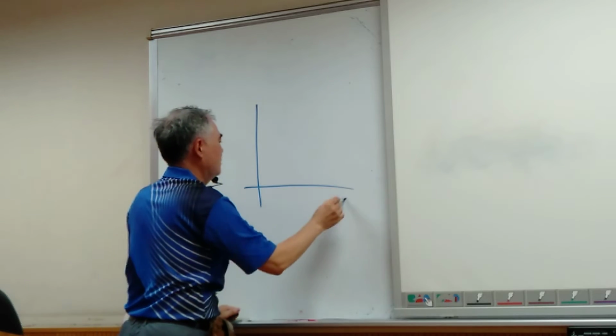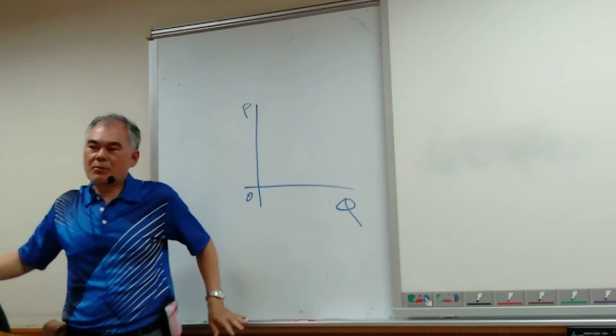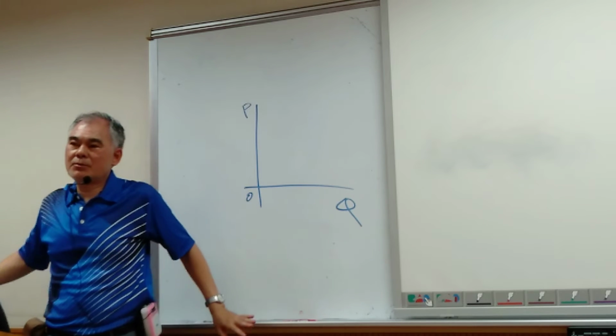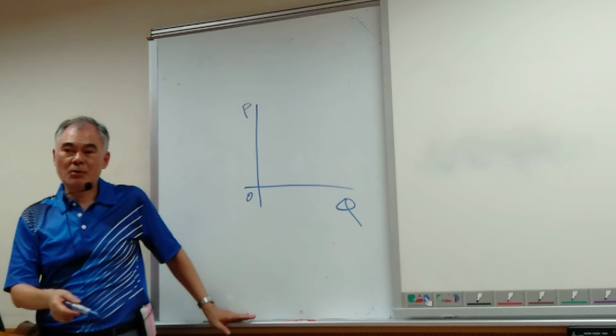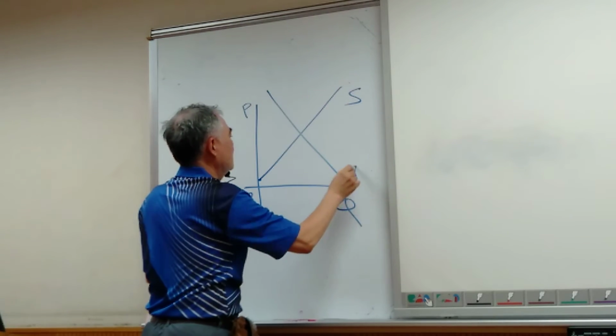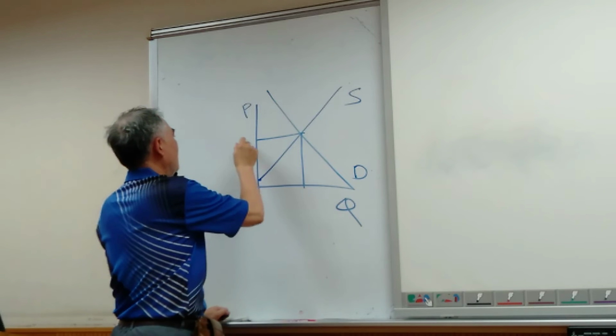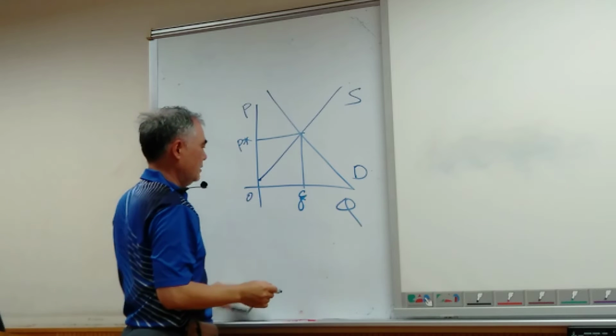So you have Q, P. This kind of question is not that difficult, so I'm not going to solve the question for you. I'll just draw a chart and tell you what's going on there. So you have supply and demand, right? So you get an equilibrium price, equilibrium quantity, okay?